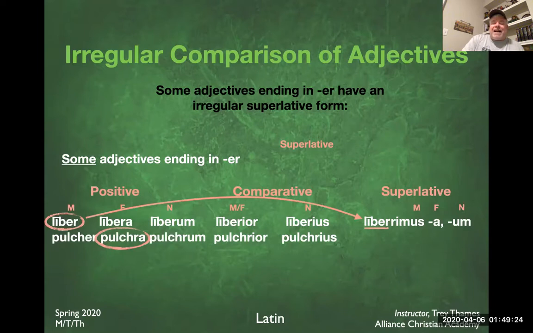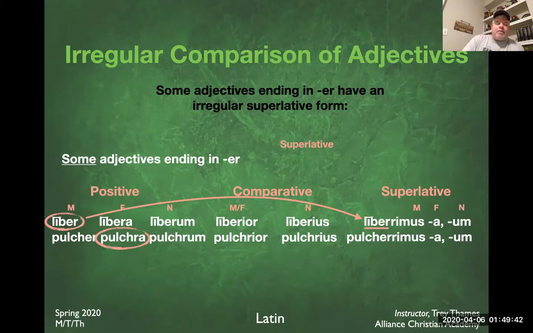But that is not what you do in the superlative. Remember, you take the masculine form. So here in the superlative, you will have an E. It's P-U-L-C-E-R, pulcher, rimus, pulcherrimus. So it's got the E, unlike the comparative.